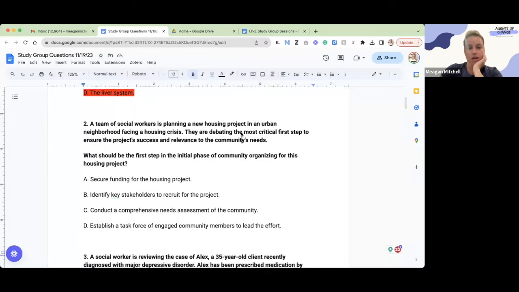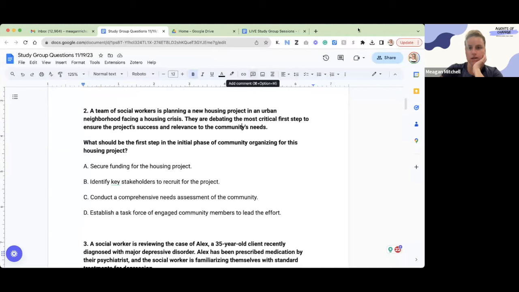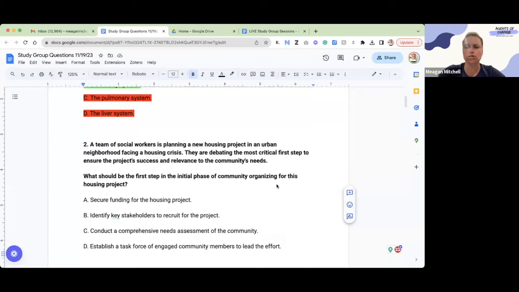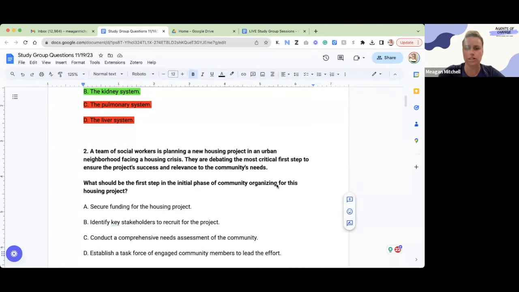Okay. Let's keep going. Number two is, I'm going to say, like a community question, and I know some people really have trouble with these. So number two: a team of social workers is planning a new housing project in an urban neighborhood facing a housing crisis. They are debating the most critical first step to ensure the project's success and relevance to the community's needs. What should be the first step in the initial phase of community organizing for this housing project?